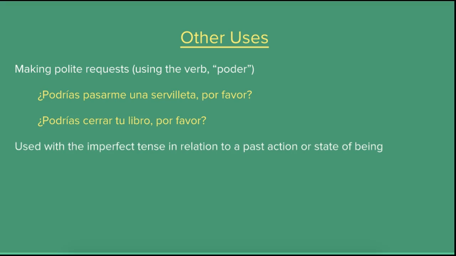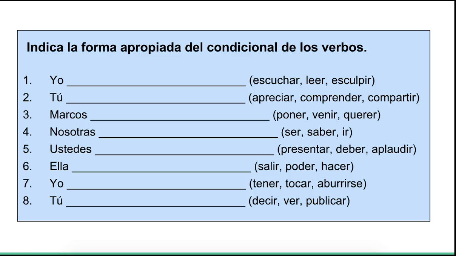We also use the conditional tense sometimes with the imperfect tense in relation to a past action or state of being. Yo pensaba que ellos irían. I thought that they would go. Yo creía que ella diría la verdad. I believed that she would tell the truth. In these particular examples, you're using the past tense, the imperfect, and then you're using the conditional with it basically to indicate, well, I thought it would be this way, but you're insinuating that it wasn't or it didn't turn out the way you thought it would.